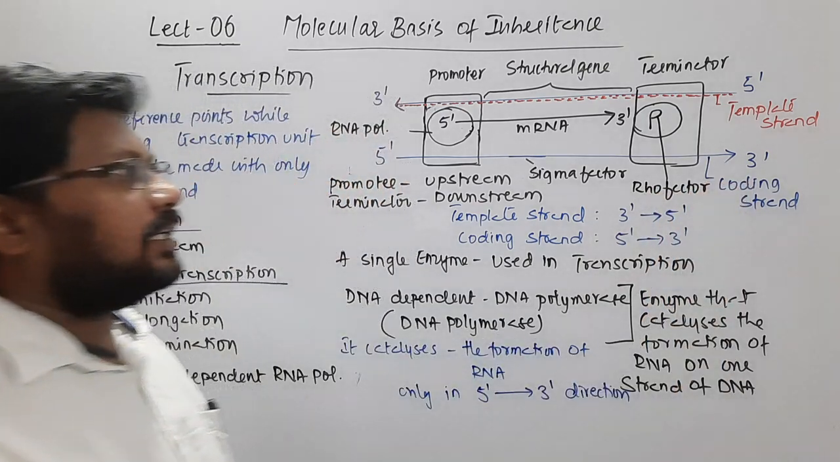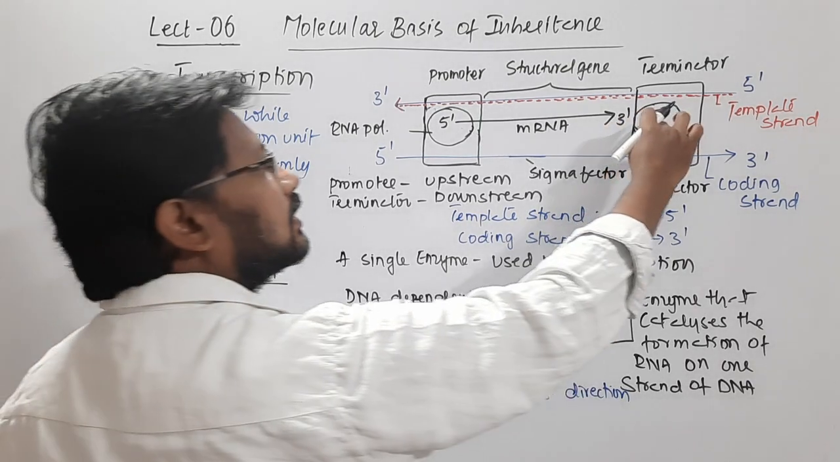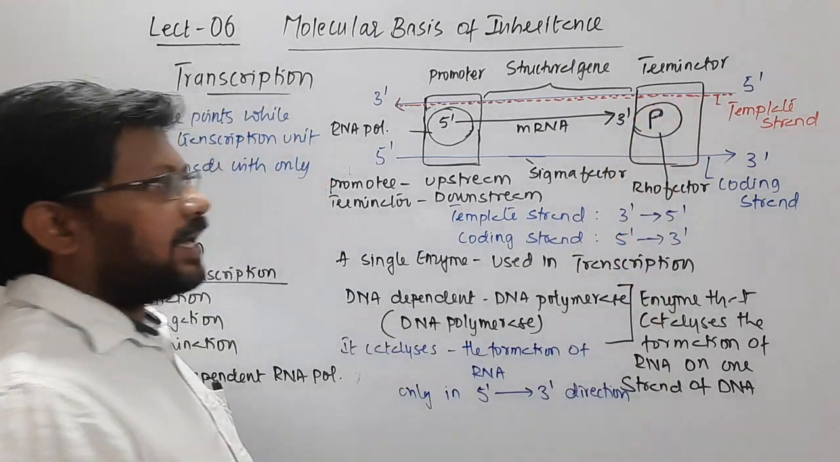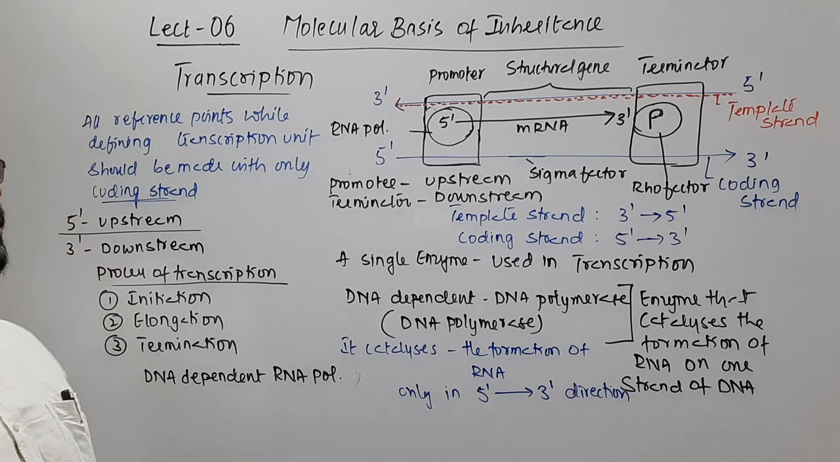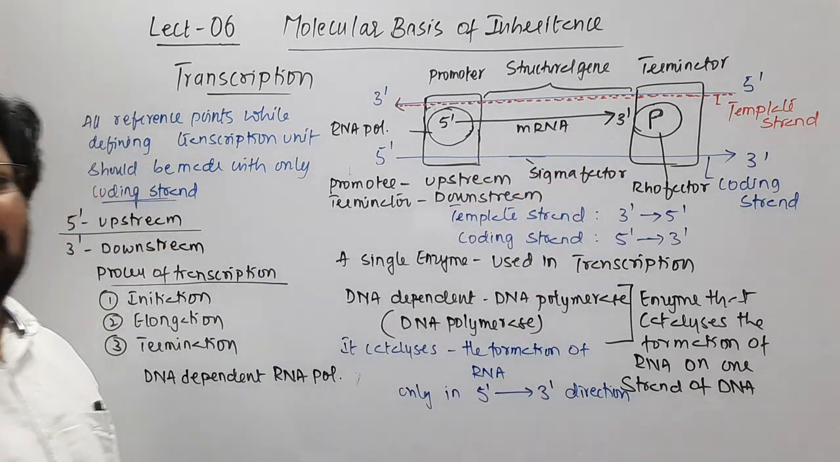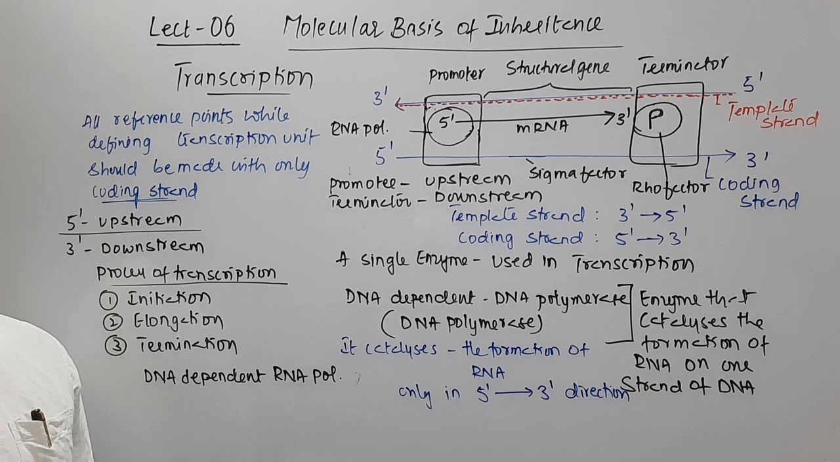So when rho factor binds to this RNA polymerase, it results in unbinding of RNA polymerase from the terminator, and thereby this mRNA will also get released from the template strand.